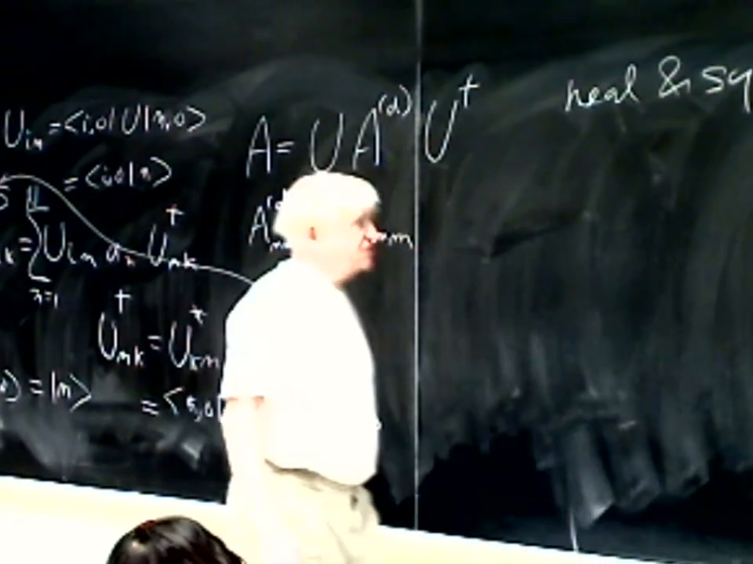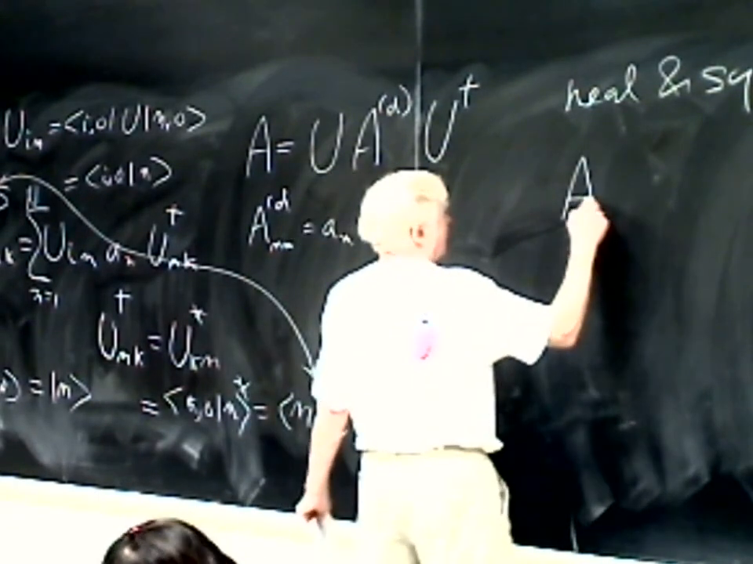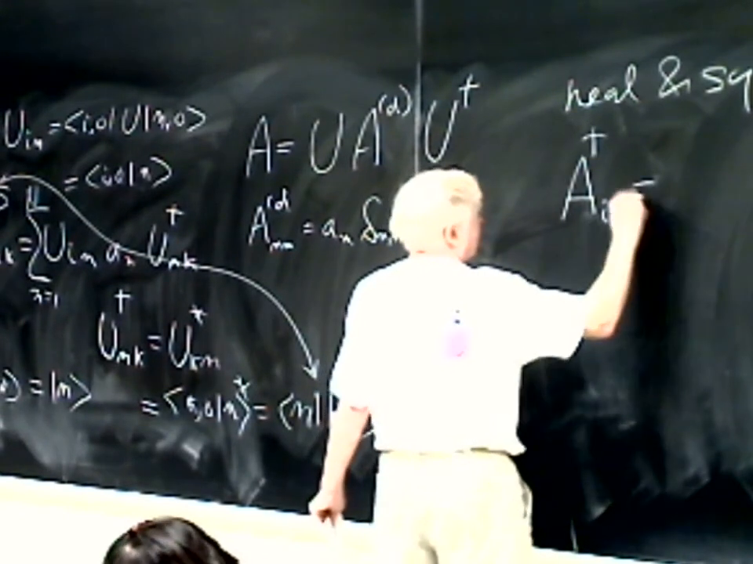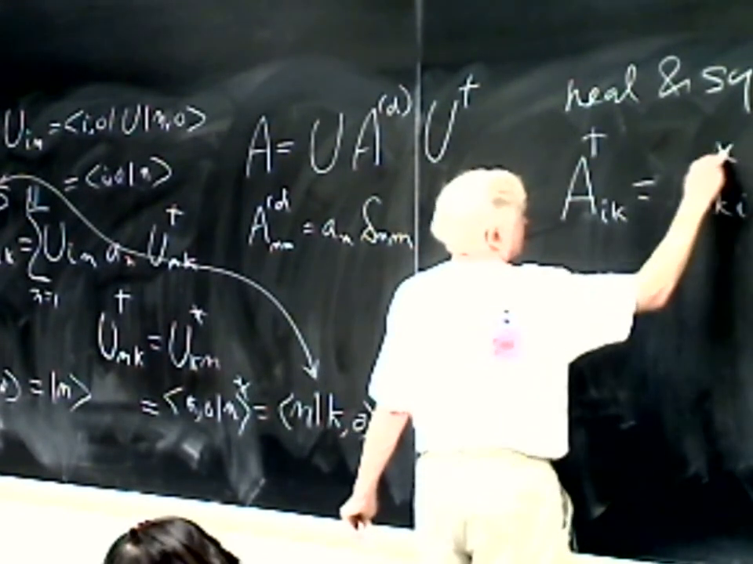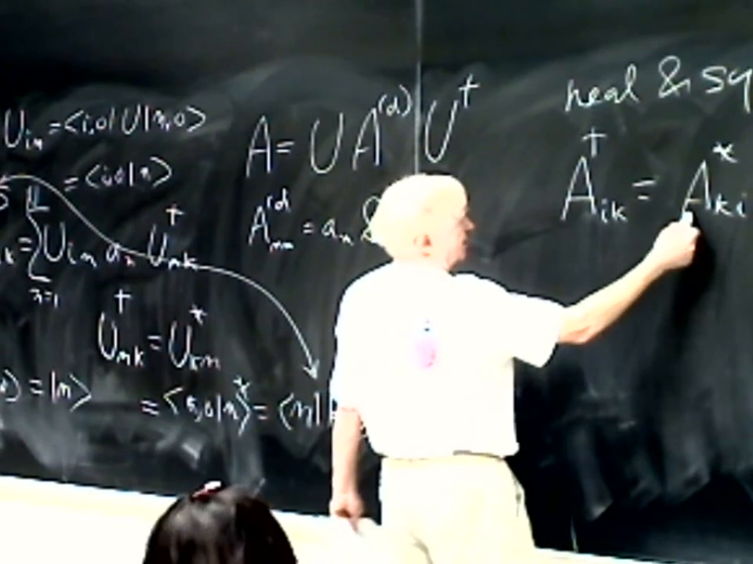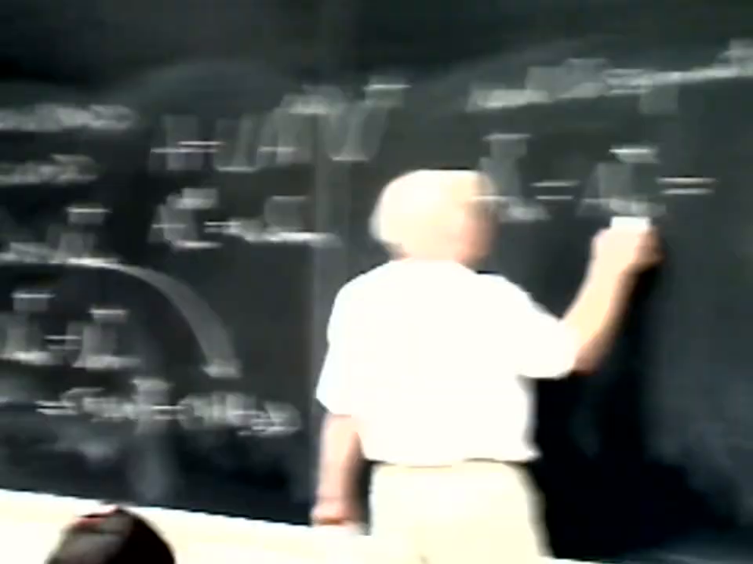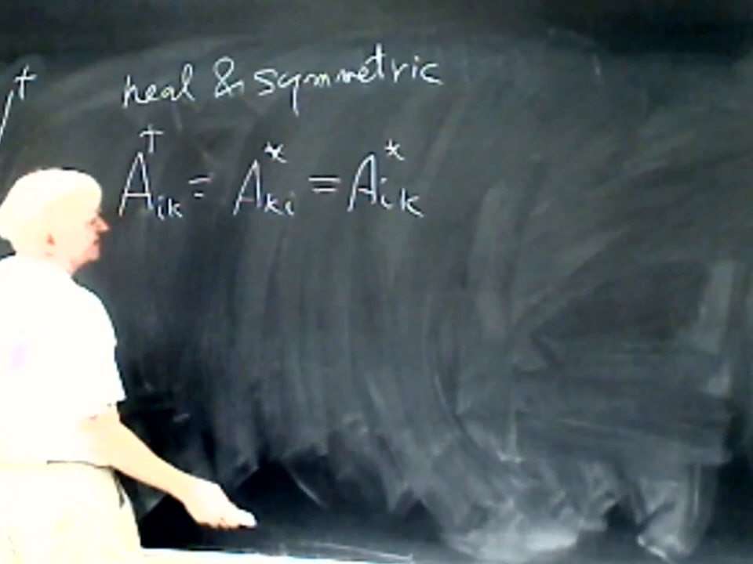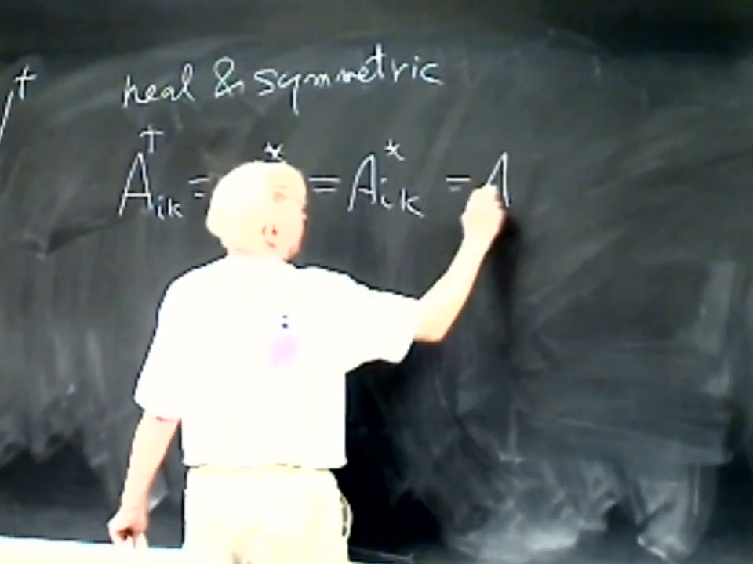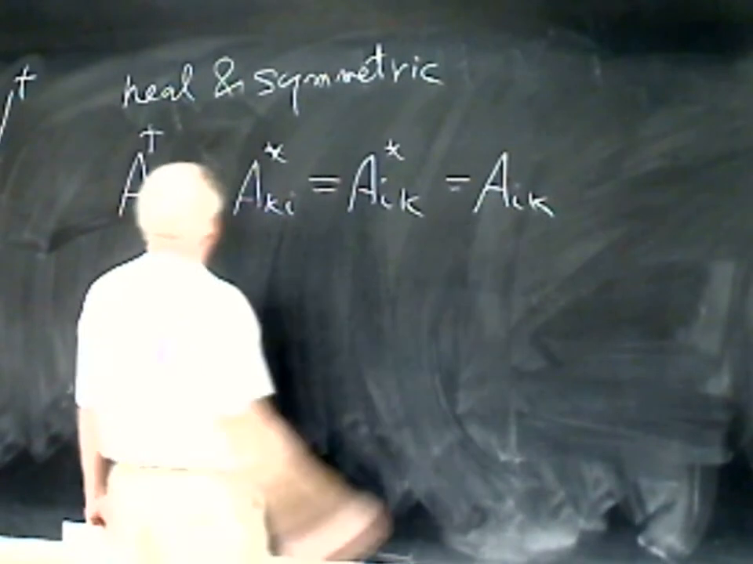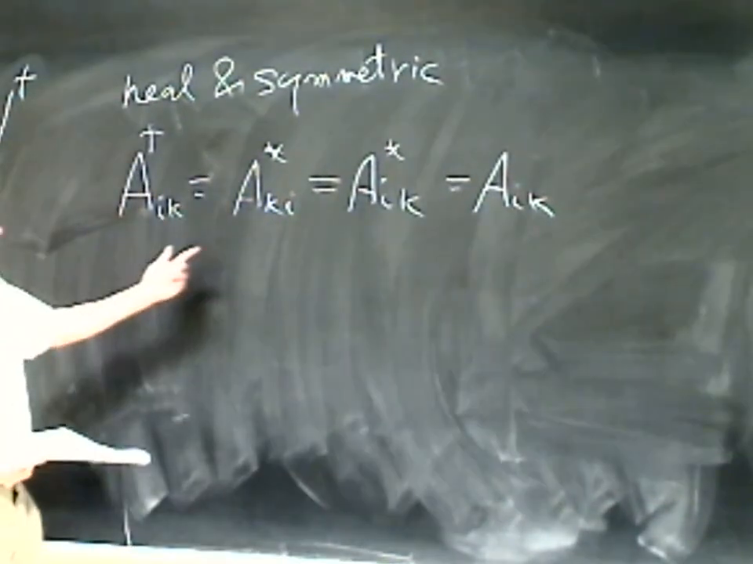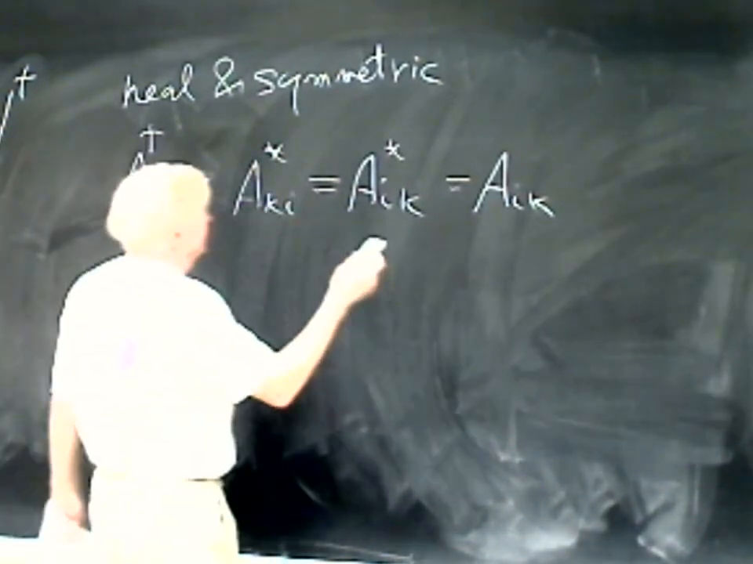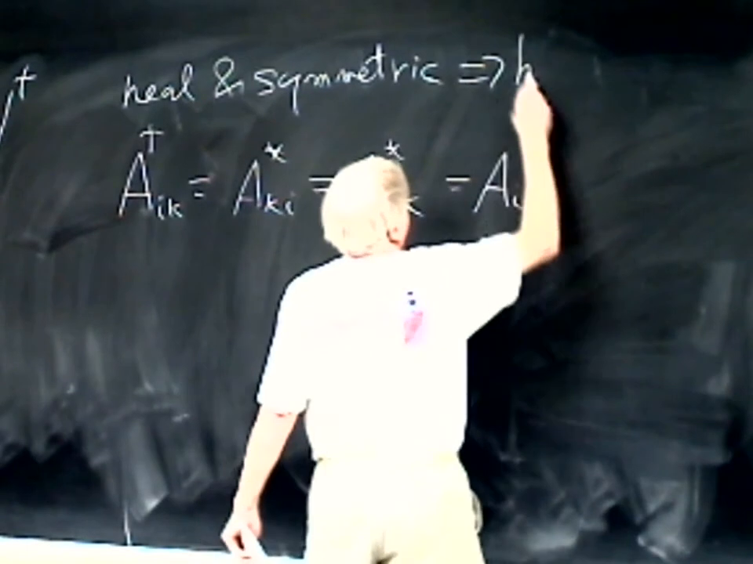Well, if it's real and symmetric, then A dagger ik is A ki complex conjugate. But this is A ki, and if it's symmetric, A ki is A ik. And if it's real, A ik star is A ik. So in other words, if the thing is symmetric and real, then it's Hermitian. So a real and symmetric matrix implies that it's Hermitian.